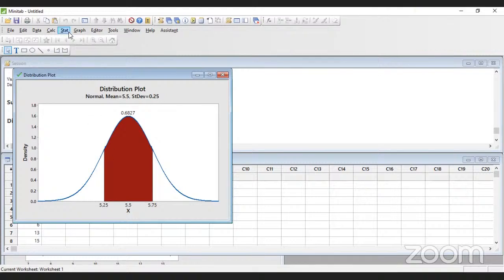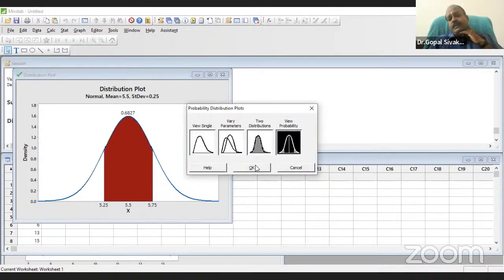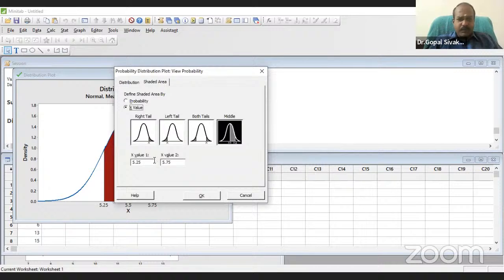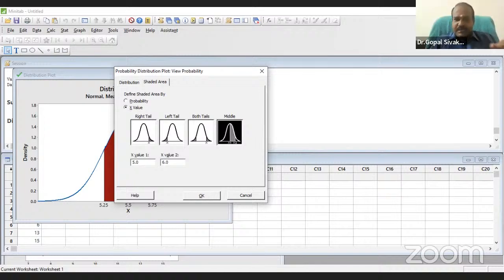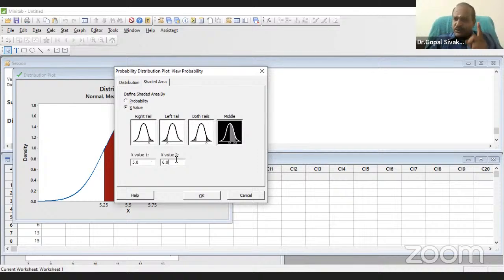Yes. Now let me go to the graph again, probability distribution plot again, view probability again. Same conditions, shaded area, the last one, but now I am reducing it to 5.0. Here, can you tell me what value I will put? 6.0. Now, how many standard deviations away from the center is 5.0? 2 standard deviations away from the center. This 6.0 is also 2 standard deviations above the center. Now, what do you think? What percentage of the people will have the height between 5 feet and 6 feet?